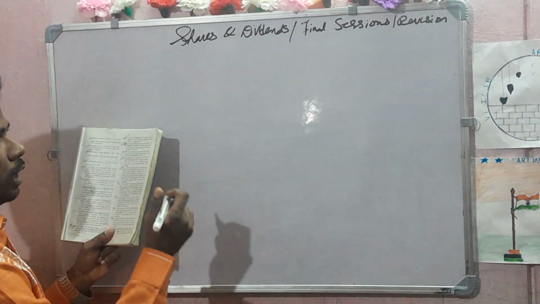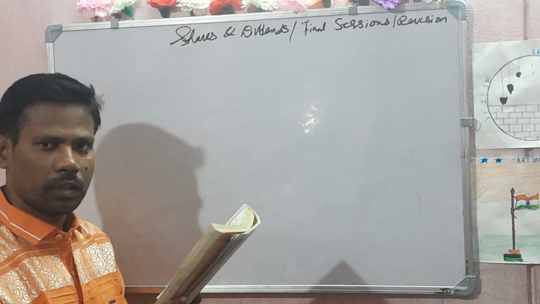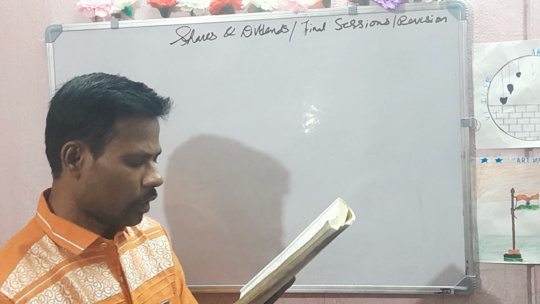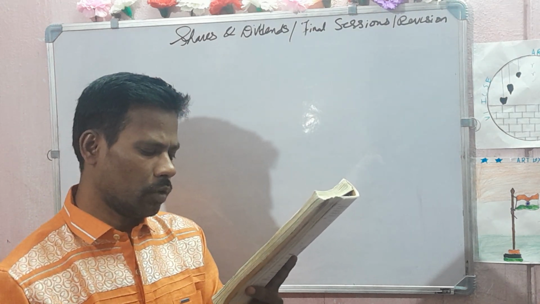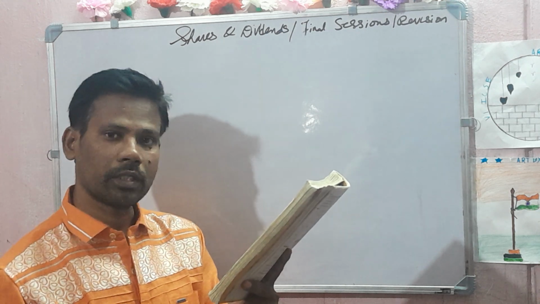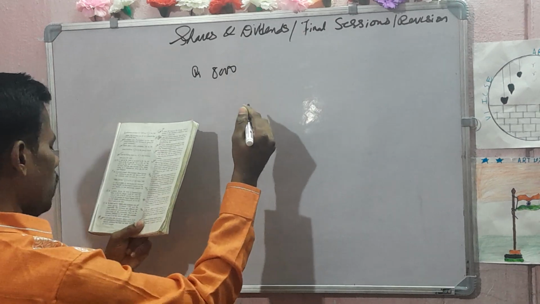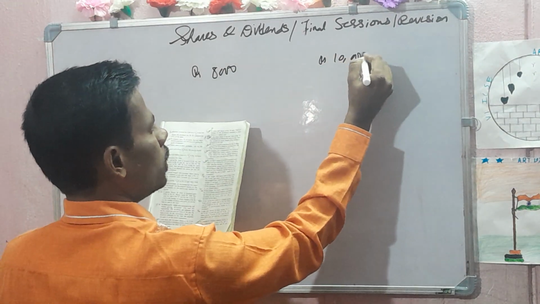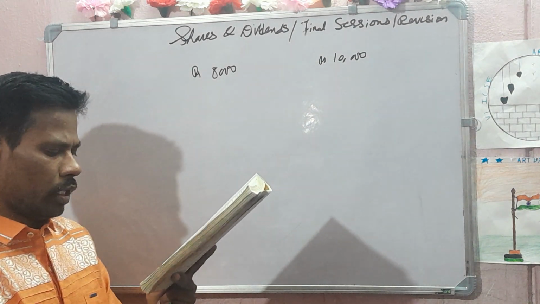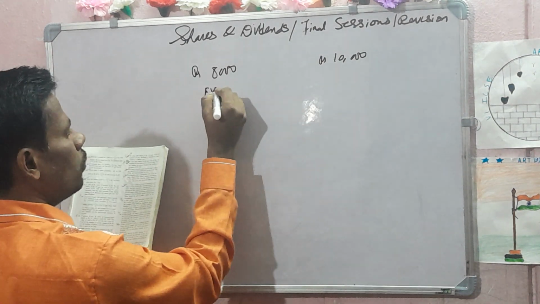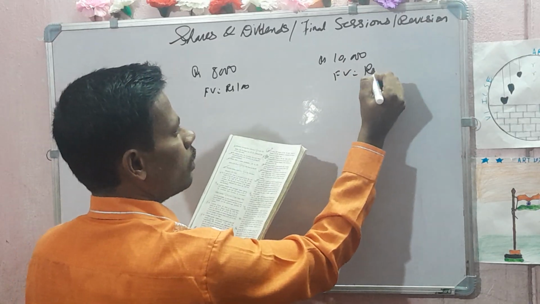So first let me write the given conditions. This shares and dividend final session is also revision, which is nothing but top problems. Rupees 8,000 and 10,000 were invested in two firms, in rupees 100 shares, giving dividend 12%, 8% respectively. Rupees 8,000 is one investment and the other is rupees 10,000. Face value is 100, and here the face value also is 100.